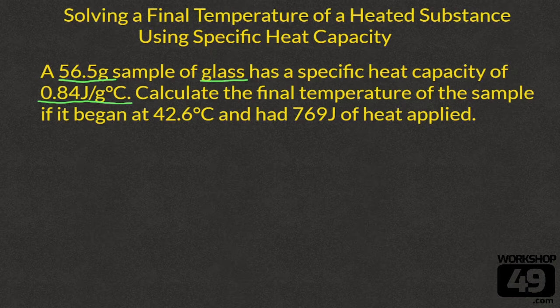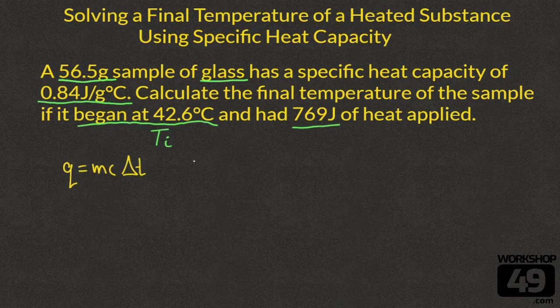Calculate the final temperature, so we're looking for temperature final, of the sample if it began, this is our temperature initial, at 42.6 degrees Celsius, and had 769 joules of heat applied. The equation that we're going to use for this is Q equals mc delta T. And since we're looking for our temperature final, we can rewrite that as Q equals mc (temperature final minus temperature initial). Let's go ahead and fill in what we know.